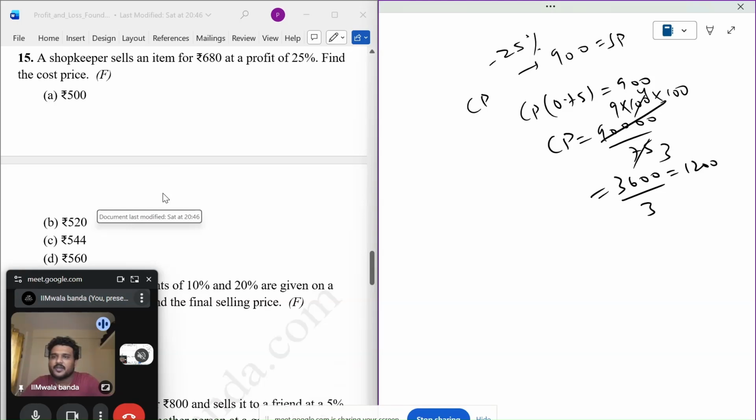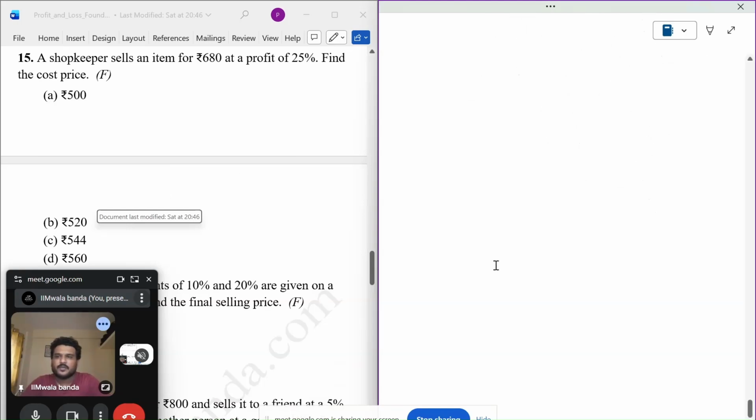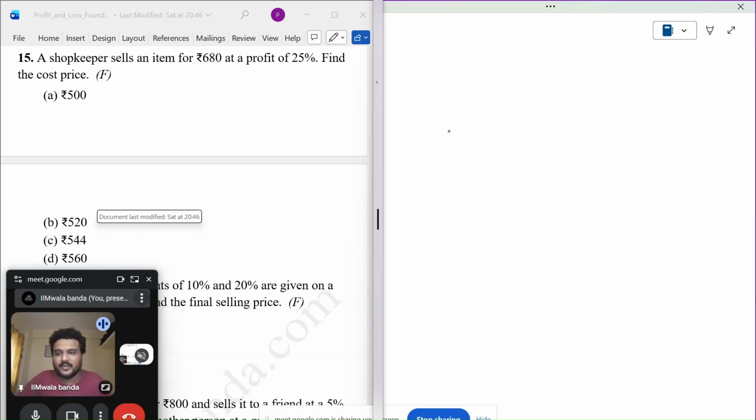Question number 15. I want you to always solve the assignment, all the 20 or whatever questions are there in level 1, then come back to the video if you have any doubts. So I'm solving it in a way thinking that you've already tried all of them.